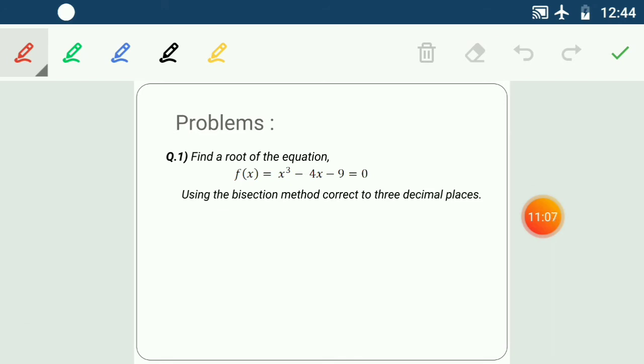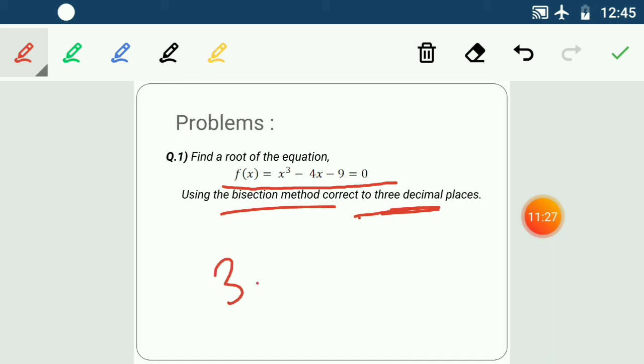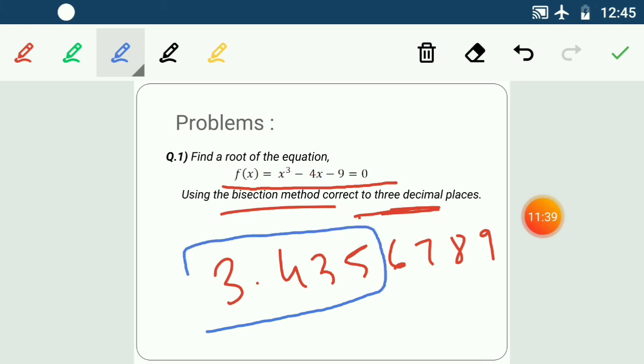So what is the equation? Find a root of the equation f(x) equals x cube minus 4x minus 9 using the bisection method, correct to 3 decimal places. Correct to 3 decimal places. What does it mean? Suppose your answer is 3.4356789. Okay, so correct to 3 decimal places means we have to go up to this much accuracy. If the rest is different, then it's okay, there is no problem, but after the decimal we should have the correct value up to 3 decimal places. This is given in the question.